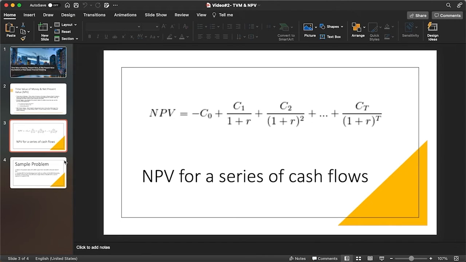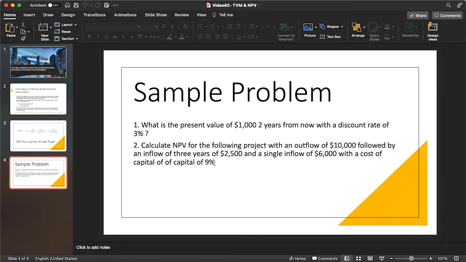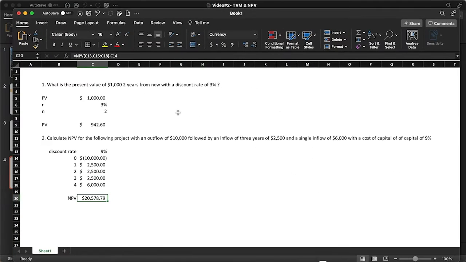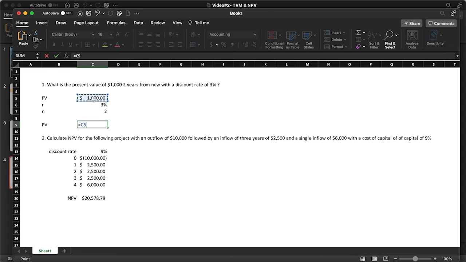Let's jump to some sample problems to wrap this up. The first problem: what is the present value of $1,000 2 years from now with a discount rate of 3%? We have the present value, and we know that this is going to be equal to $1,000 divided by 1 plus the interest rate, all to the compounding period, and we get a value of $942.